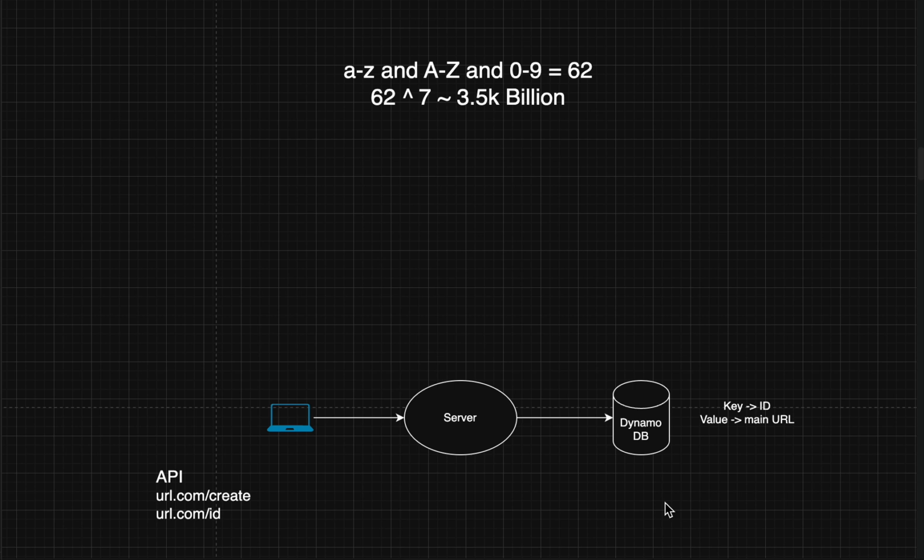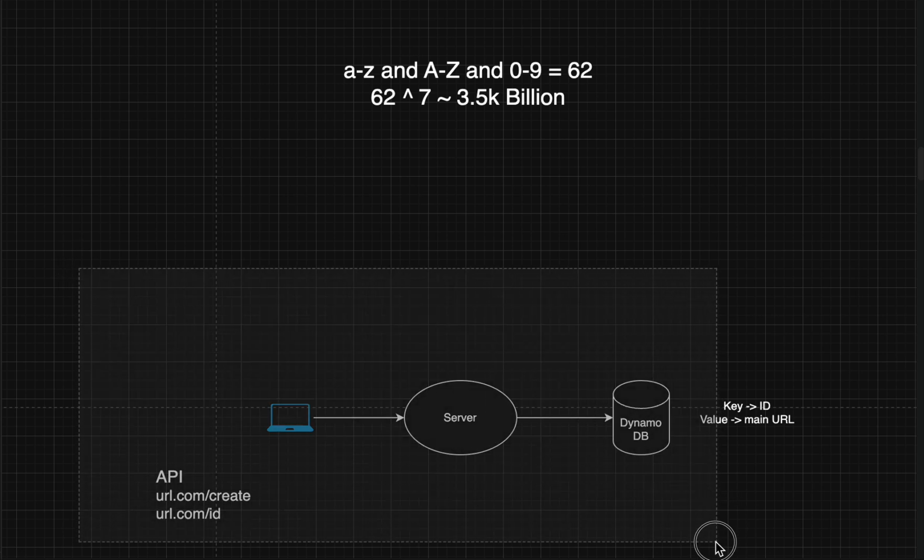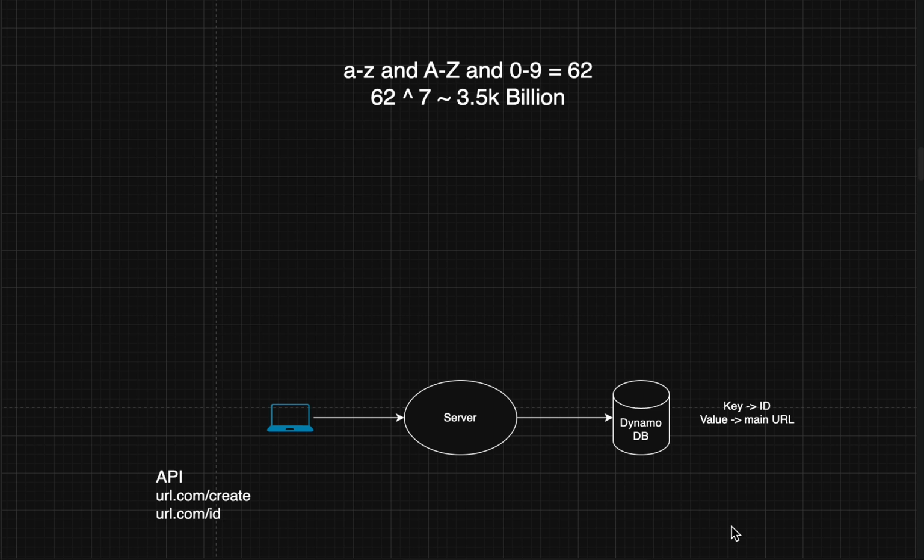And as soon as we hit that tiny URL, which comprises our host and ID, it will redirect to the main original URL. So these two APIs are there. But is this that scalable? I don't think so. We have to scale this a bit.